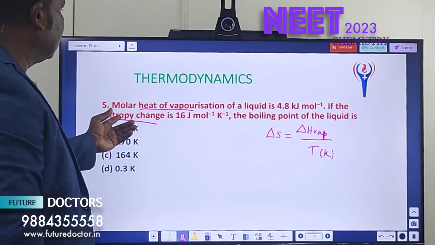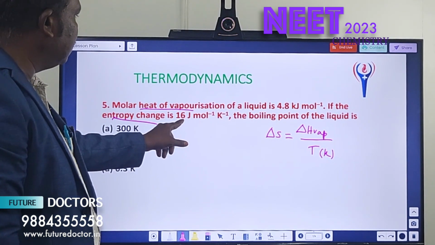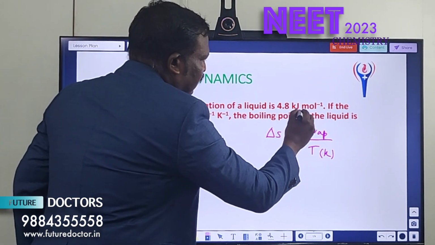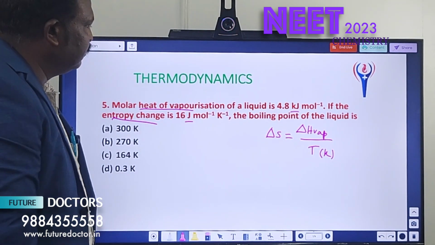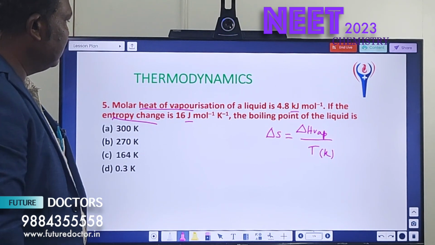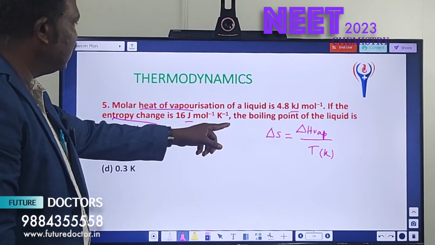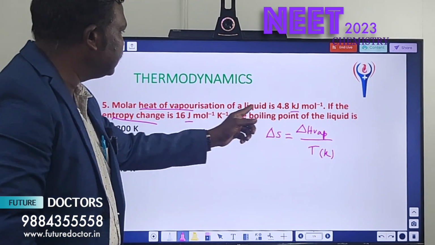Simply you can substitute. Before substituting, you must remember: this is in joule, and this is in kilojoule. This only you should remember. Now you substitute. Molar heat of vaporization is what?